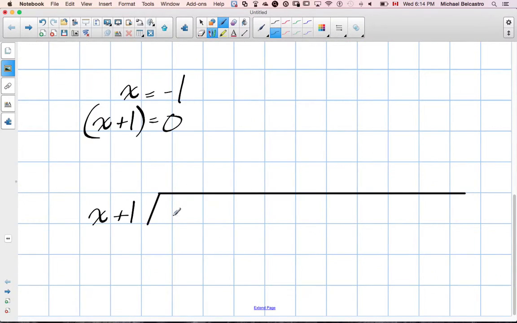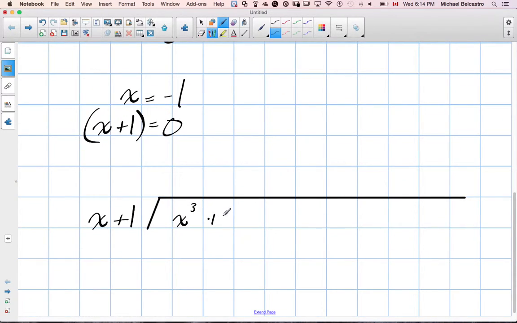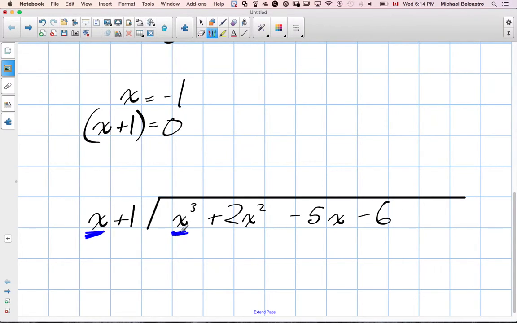So x cubed plus 2x squared minus 5x minus 6. Beautiful. Great. So now the whole idea is to focus on the variables, the first terms. So really this is going to deal with 2 terms at a time, but the whole goal is to eliminate the first terms in the binomials we're working with.